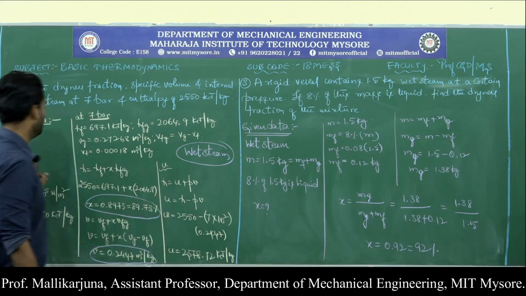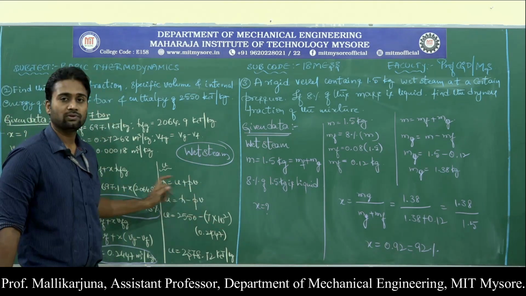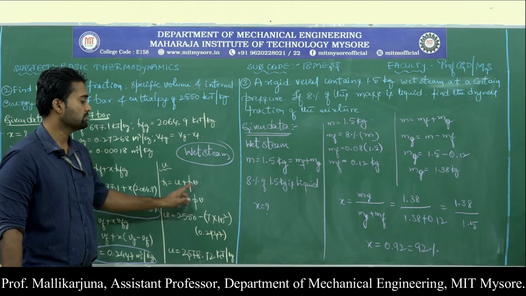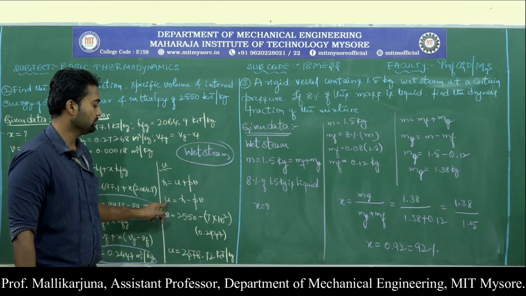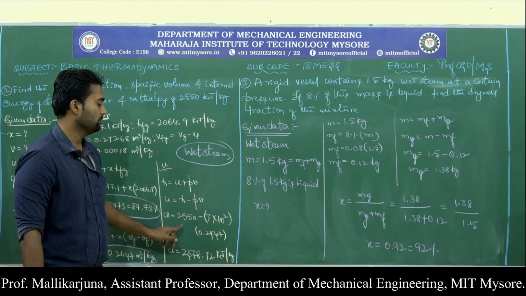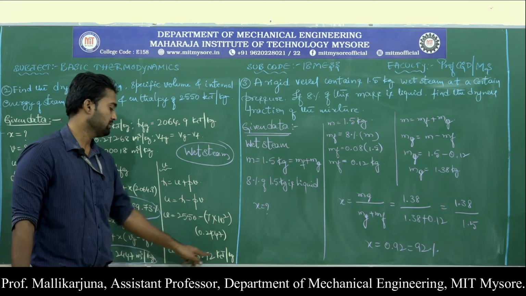Next, the last unknown is internal energy. We have to find the internal energy by making use of the enthalpy formula. h is equal to u plus pv. Here internal energy is u. Solve the equation for u. u is equal to h minus pv. So u becomes h minus p times v. So that u becomes this much.